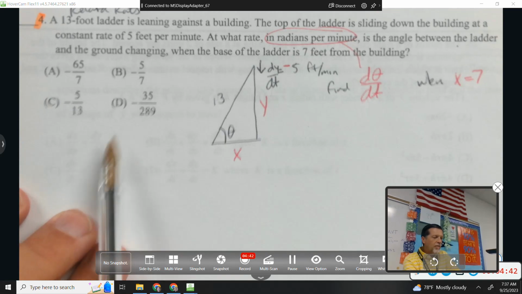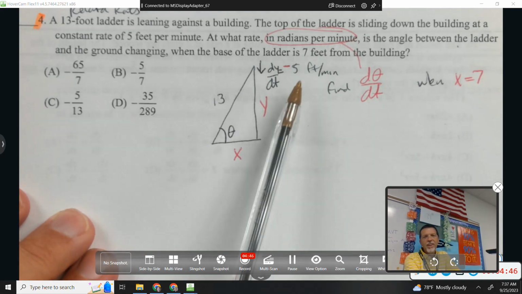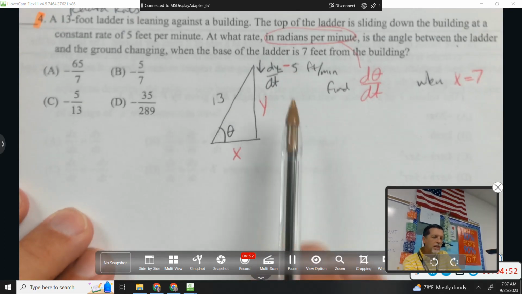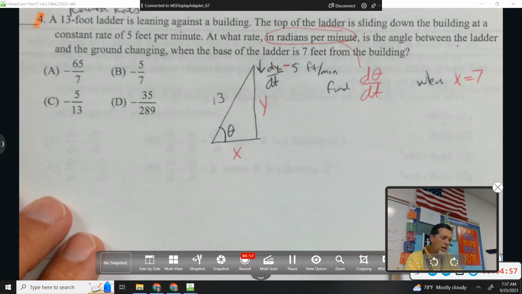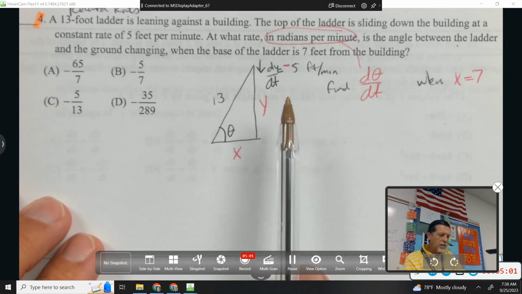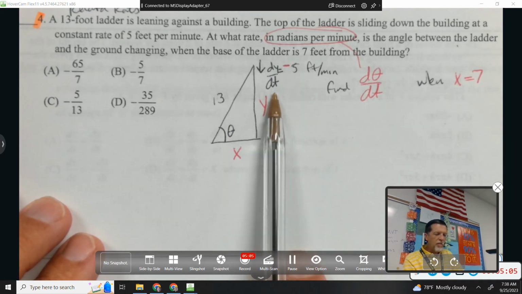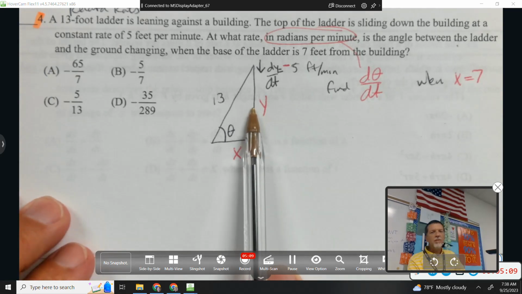Now, given this problem and all my answer choices are negative, my guess is if I didn't have that negative, my answer would turn out positive, and hopefully I figured out what's going on, but that's not always the case. So be careful with the negatives on these word problems. Alright, so I need an equation with theta and, well, I have dy dt, so I should probably find something with theta and with y.